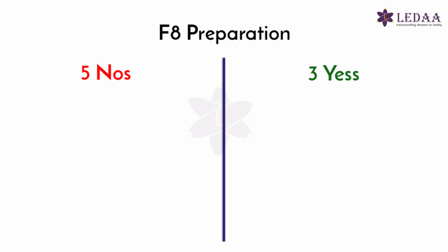These 5 no's are: number 1, there's no shortcut. By which I mean that you cannot pass this paper by doing just a few questions from the paper and skipping the rest, because it covers almost all the chapters from the syllabus. Number 2, no choice. Because it represents the entire syllabus as it is, you cannot afford to skip a few of those chapters.